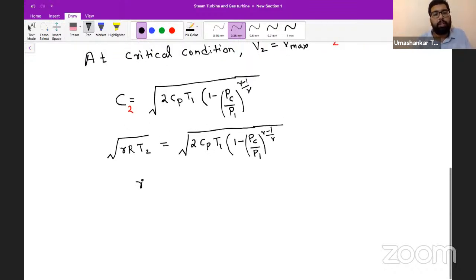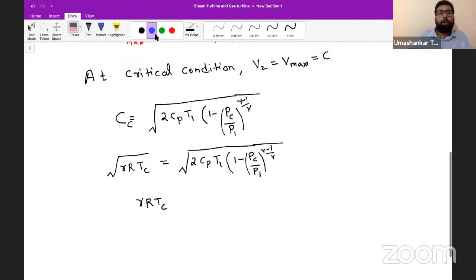So we can just square both sides. Let's call it CC, because we are using the subscript C for the exit pressure. You can call it 2 as well, but you have to know that we are now calling 2 points as critical points. So in order to not have any confusion, we call it CC, because we are talking at critical condition. This is just a subscript, you can use anything you want. So I am just using gamma R TC.